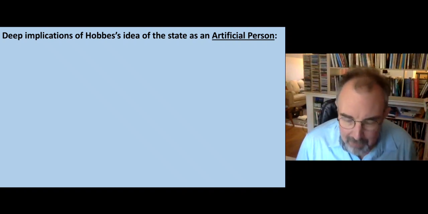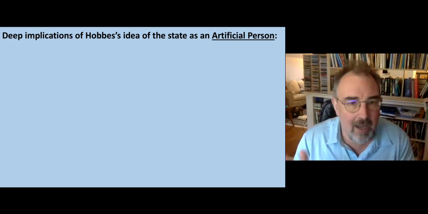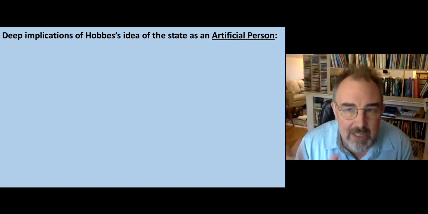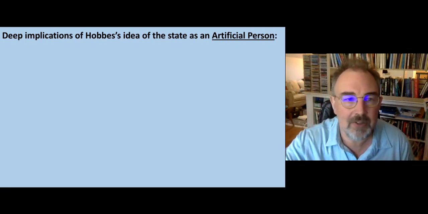I realize I'm running short on time, but I think I can quickly get these things in because it'll help you, I think, understand the text. Notice some of the deep implications of this Hobbesian commitment to thinking of the state as an artificial person.